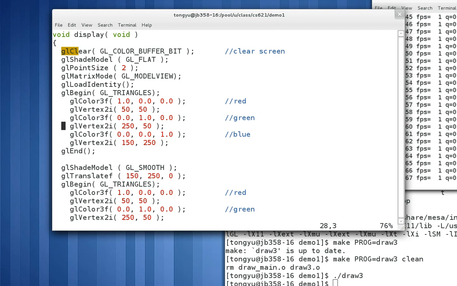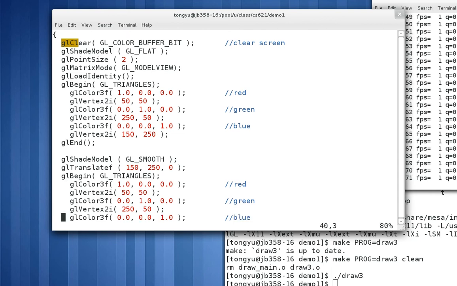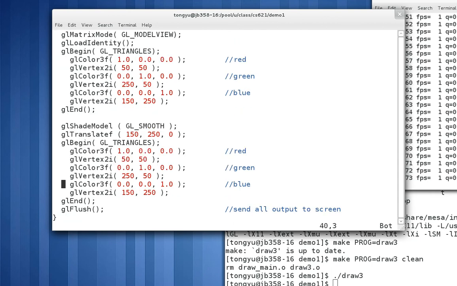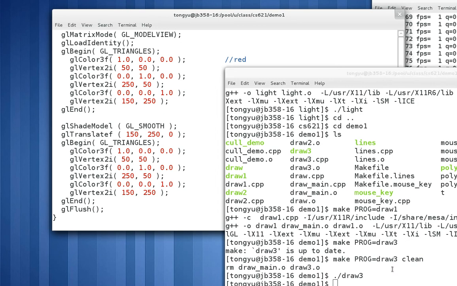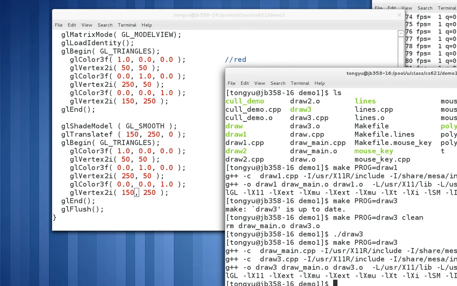Now on the other hand, if we use GL smooth, okay, then the colors inside the triangle will be interpolated. Now we draw the same triangle, except that now we draw that on the upper right hand corner, okay, with the same colors. Let's see what we will see. So we can compile this program and then execute that.